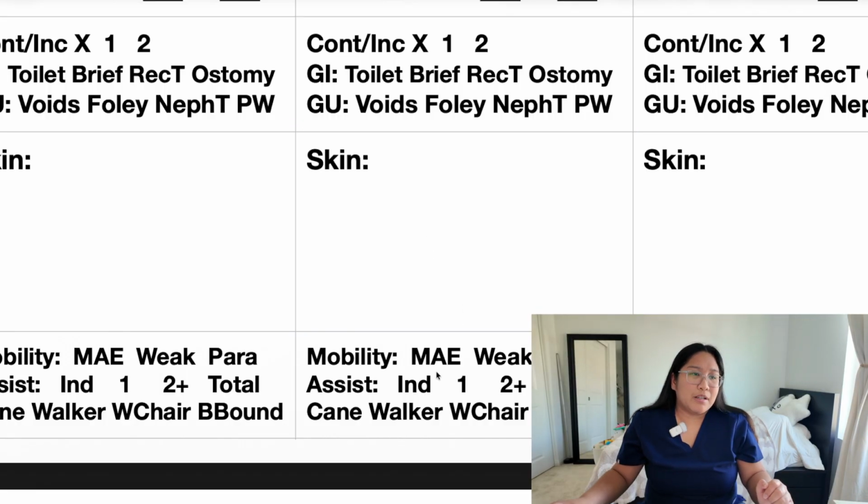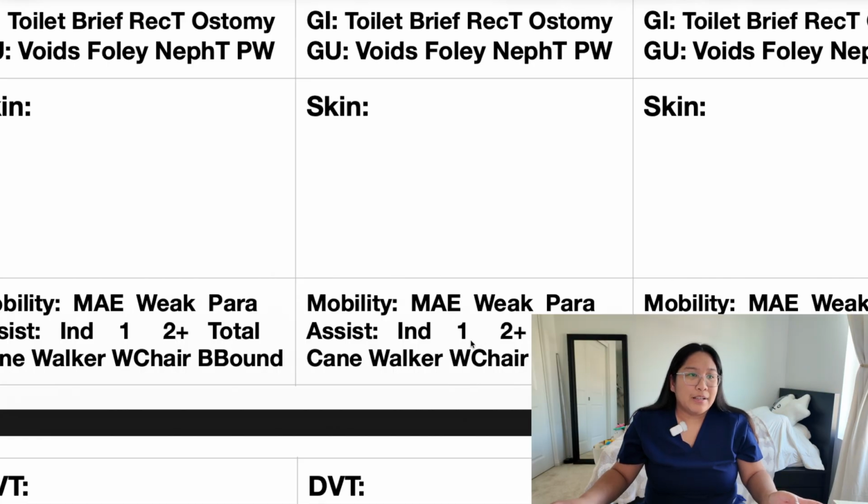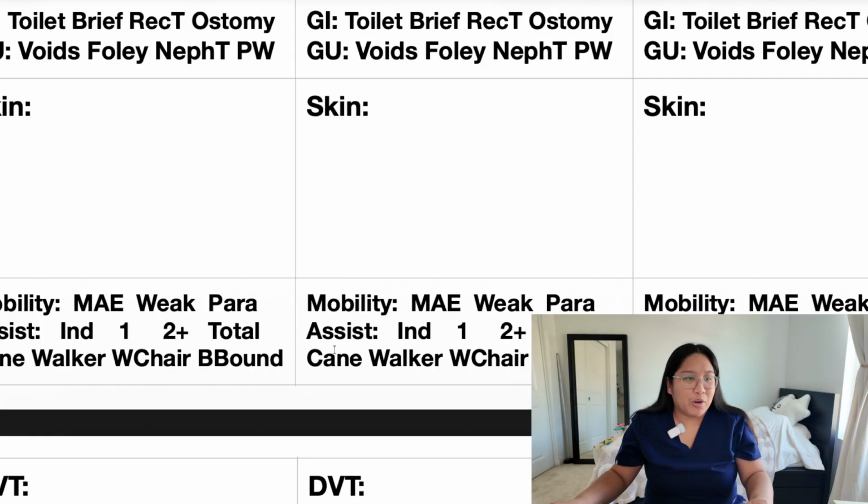The next one is the musculoskeletal or mobility. So MAE here stands for moves all extremities, and that kind of coincides with IND, which is independent. Weak, I would put, let's say for a stroke patient, if they have deficits on a certain side, I would put like L or R and circle that for weak. Para stands for paralysis. I would put like paraplegic, things like that. Assist, if they're independent, if they need 1 times assist or standby, 2X or total, if they need a little bit more max care. And then cane, walker, W chair is wheelchair, and B bound is for bed bound.